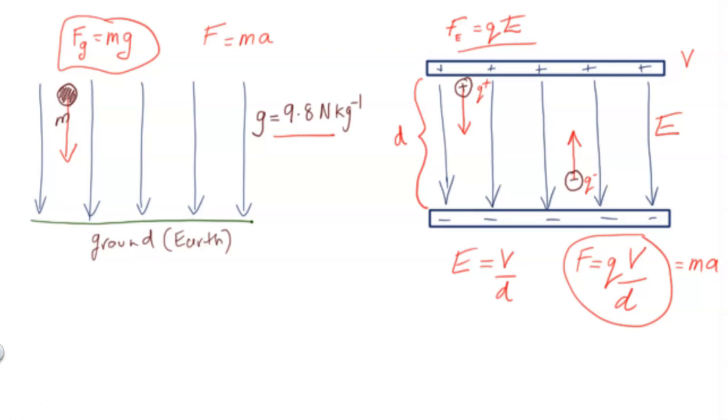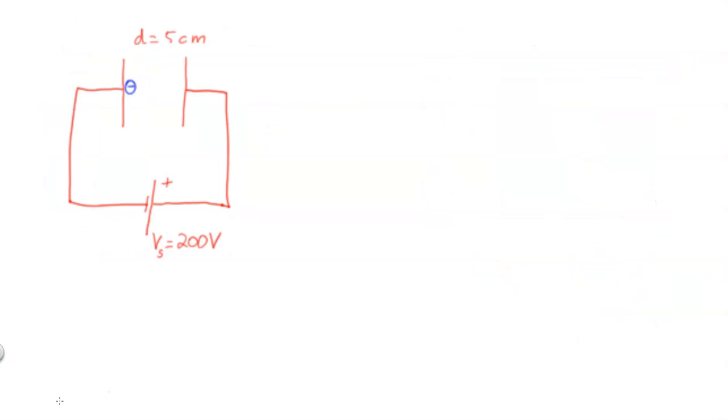So let's now look at a problem. So I'm just going to do this as an open problem. Here's some details about parallel plates with an electron placed at one end and you've got a supply voltage of 200 volts and a distance between the plates of 5 centimeters. So what can we get from this setup? What calculations can we do?